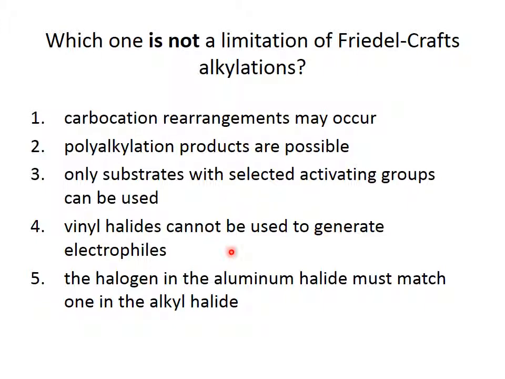Vinyl halides cannot be used. Well, that's very true. It must be an sp3 carbon halide to participate in a Friedel-Crafts alkylation. The halogen in the aluminum halide must match the one in the alkyl halide. Since the halide's a leaving group, it doesn't matter what it is. So the halogen can be anything you want it to be. So this is not a limitation.